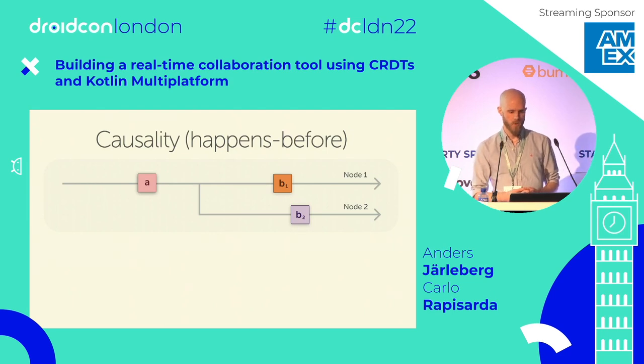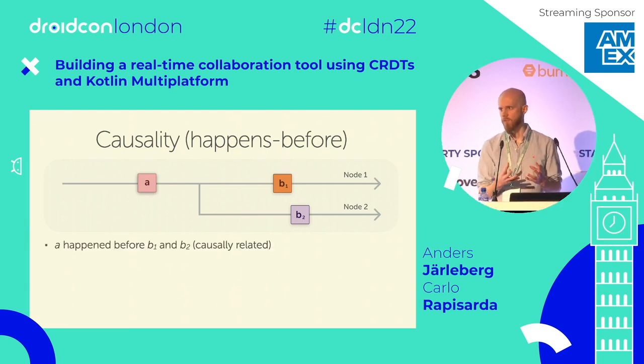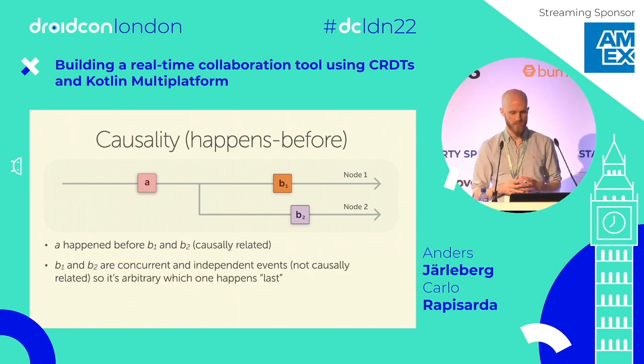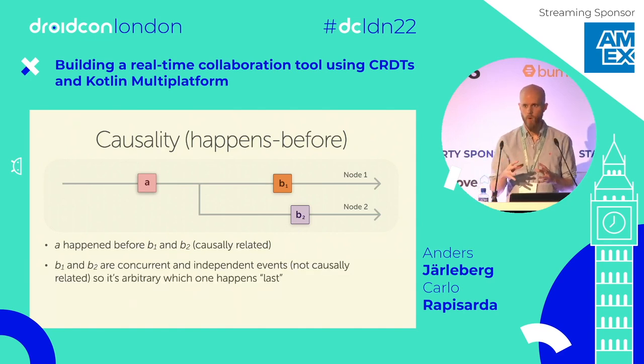So we'll talk a little bit about causality, or happens-before. In this scenario, we can say that event A was known to both node 1 and 2. So whatever changes they make, B1 and B2, we can establish that there is a causal relationship. A happened before B1 and A happened before B2. But there is no causal relation between B1 and B2. These are concurrent and independent events.